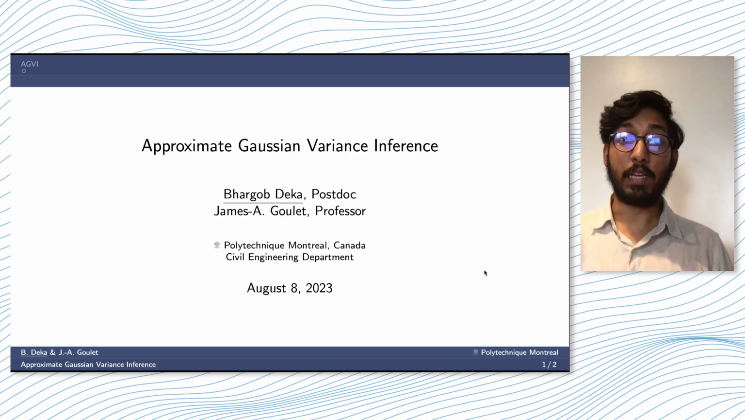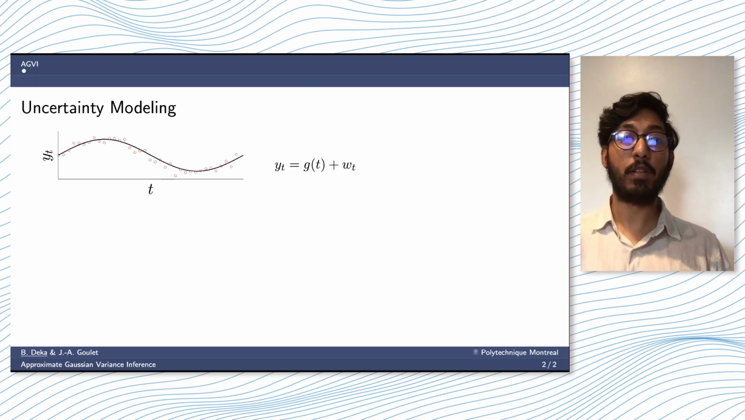Hello everyone. In today's video, I want to give you the very essence of our method, the Approximate Gaussian Variance Inference, or in short, AGVI. Now, we can use AGVI in order to quantify aleatory uncertainties that are inherent in data. And we can do it online, meaning that we can refine our knowledge of the uncertainties as we see each new data point.